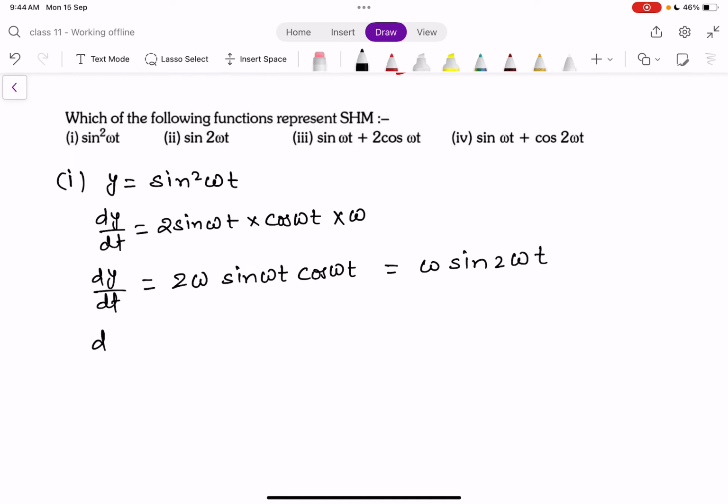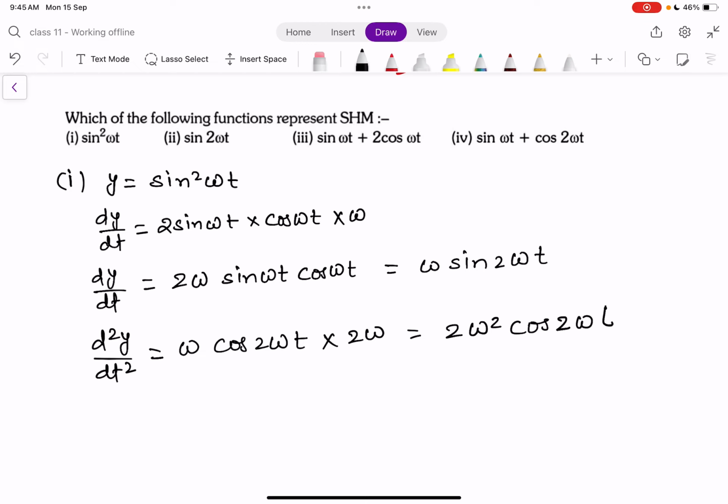Okay, now d2y by dt2, again differentiating with respect to time. Omega is constant, the differentiation of sine 2 omega t is cos of 2 omega t, and the differentiation of 2 omega t is 2 omega. So here we will get 2 omega square cos of 2 omega t. Okay, 2 omega square cos of 2 omega t. Alright, now d2y upon dt2 is equal to 2 omega square cos of 2 omega t.